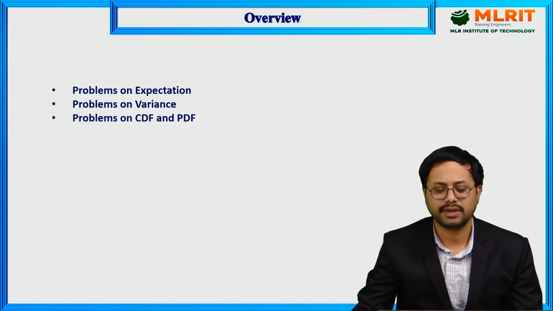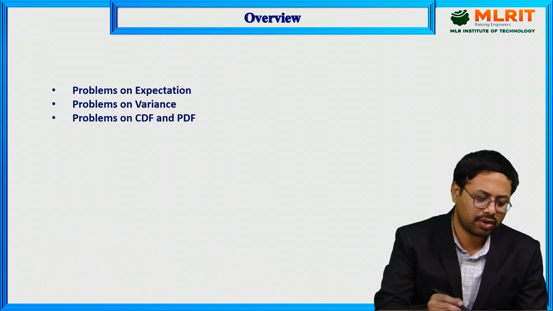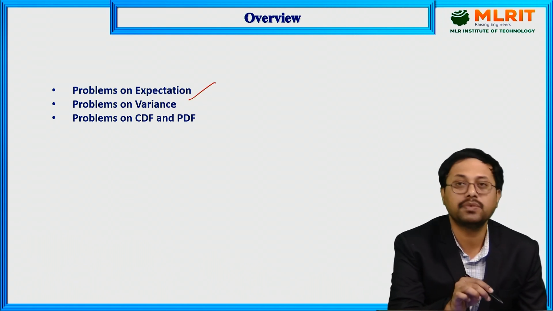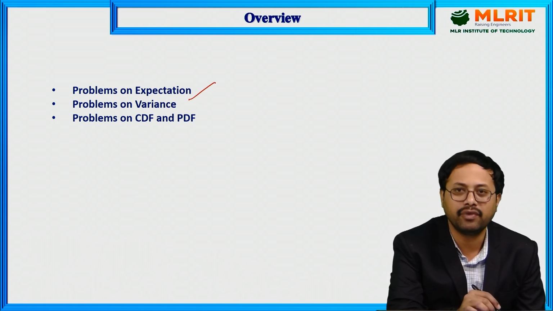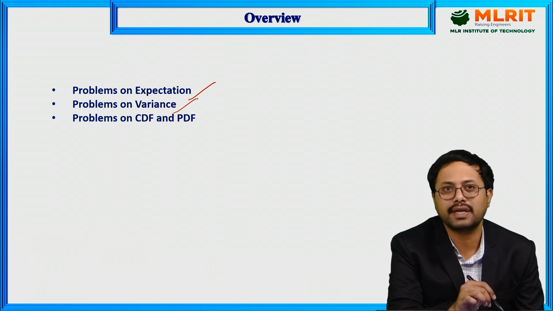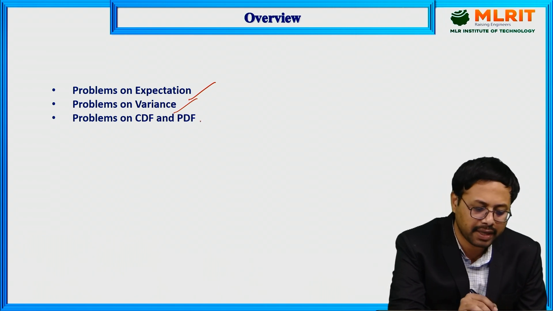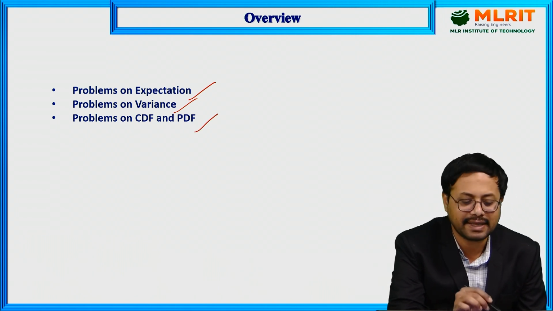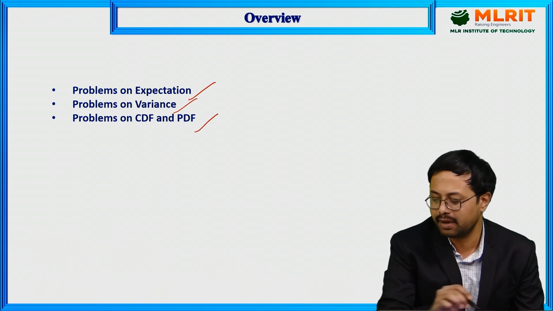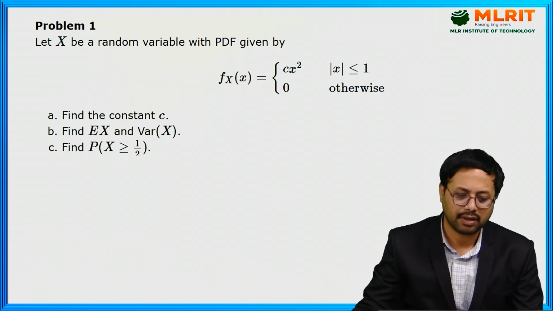Today's lecture overview is, we are going to discuss the problems on expectation of a continuous random variable, variance of a continuous random variable, cumulative distribution function and probability density function of a continuous random variable. Now we'll discuss with the problem.